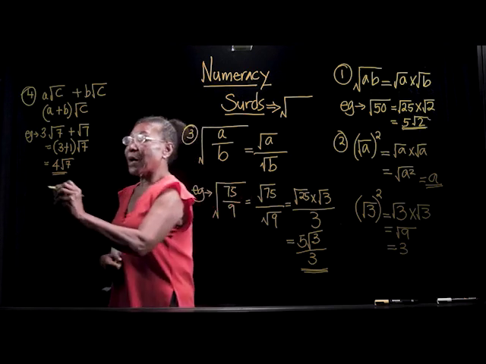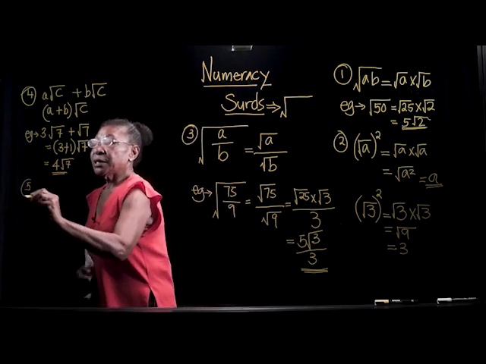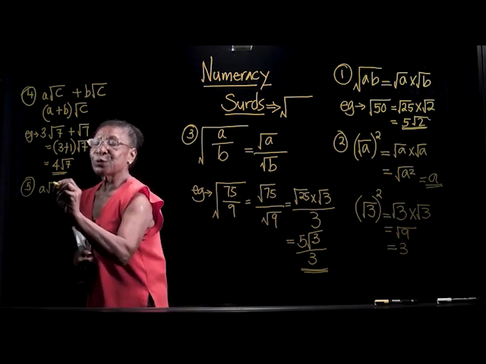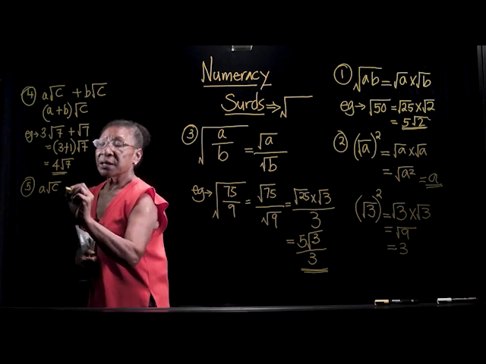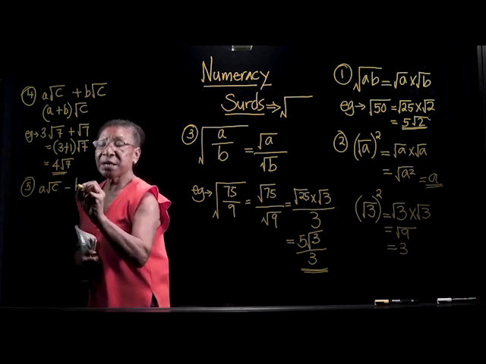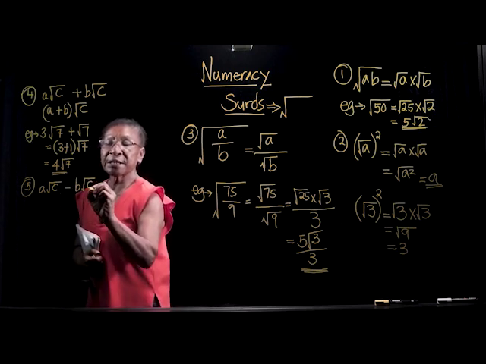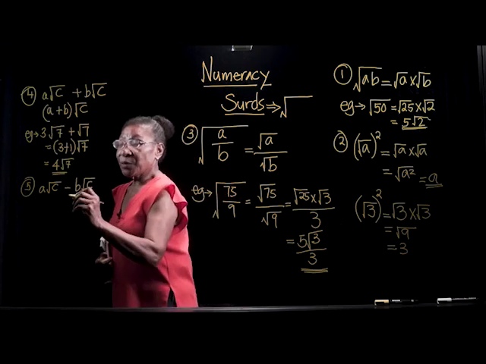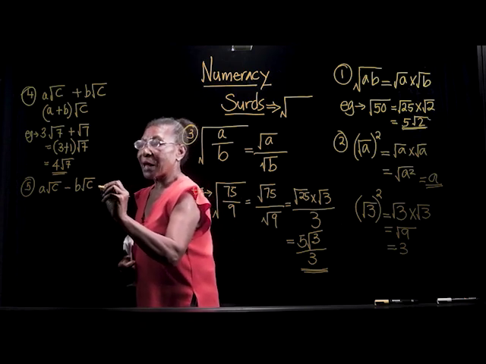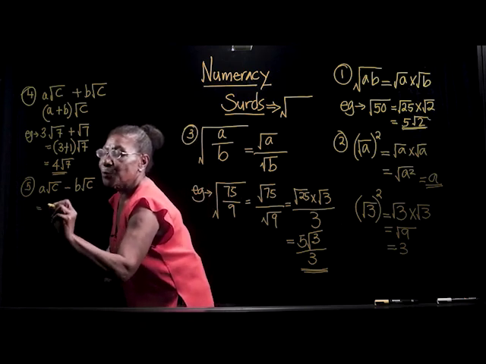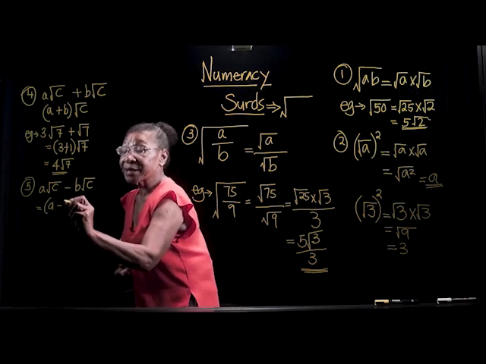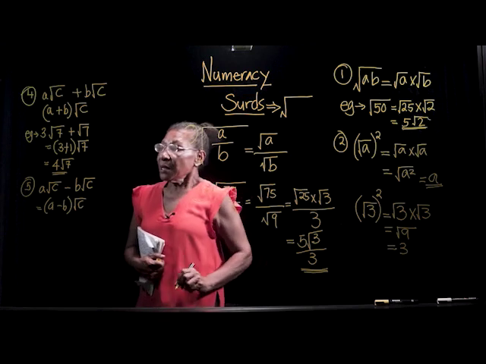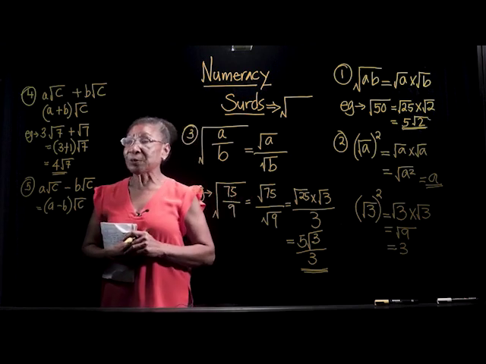Let's look at rule number 5. In rule number 5, we have a root c subtracting b root c. It's actually the inverse of rule number 4. If we collect our like terms, it gives us a minus b, all times root c. Let's use a numerical example for that.